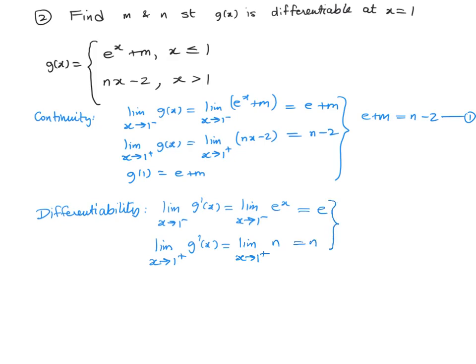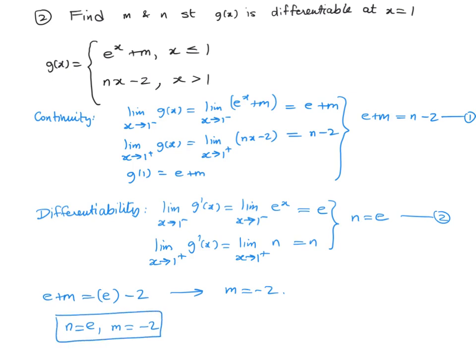And now these two things have to be equal for differentiability, so n must equal e. This is equation 2 if you want. And now I can substitute back in over here to solve for m. So e plus m must equal e minus 2, and therefore m must equal negative 2. So finally we have n equals e and m equals negative 2 in order for the function to be differentiable at x equals 1. And that is the end of the lesson.